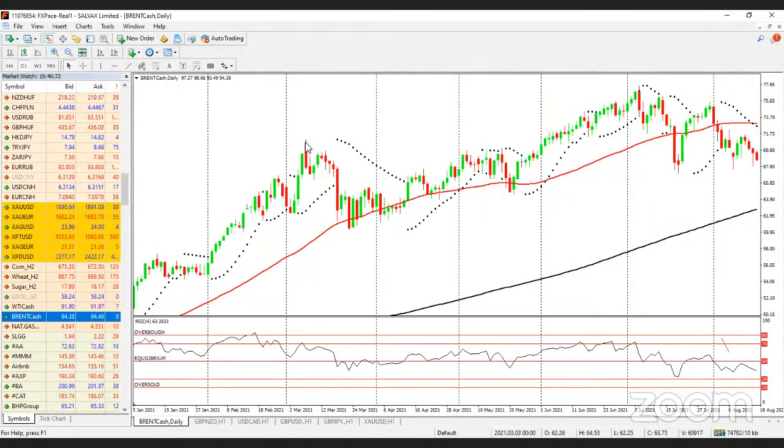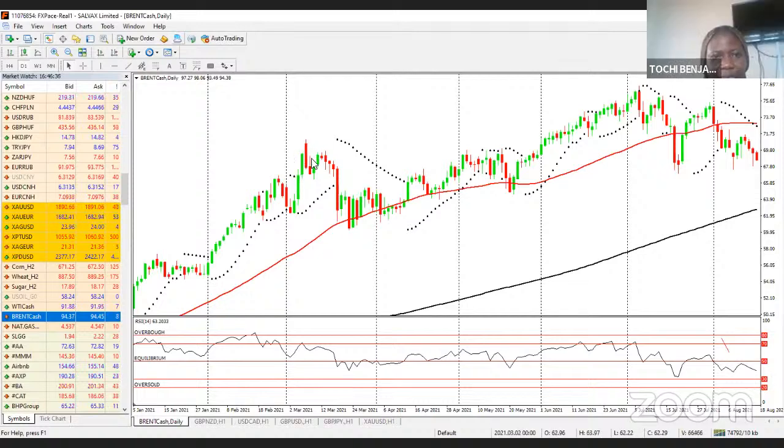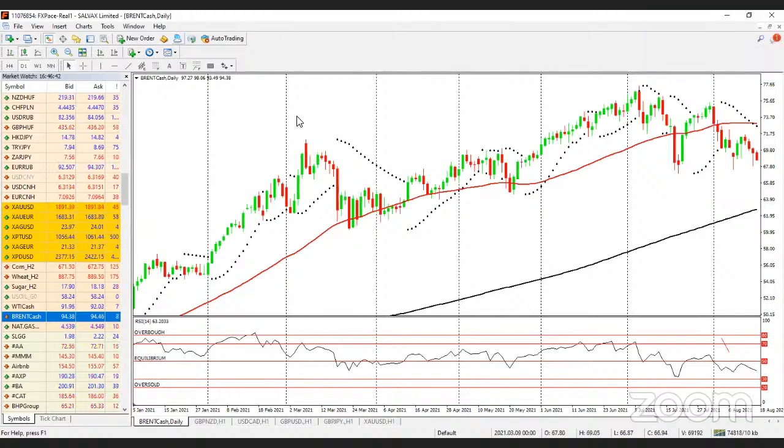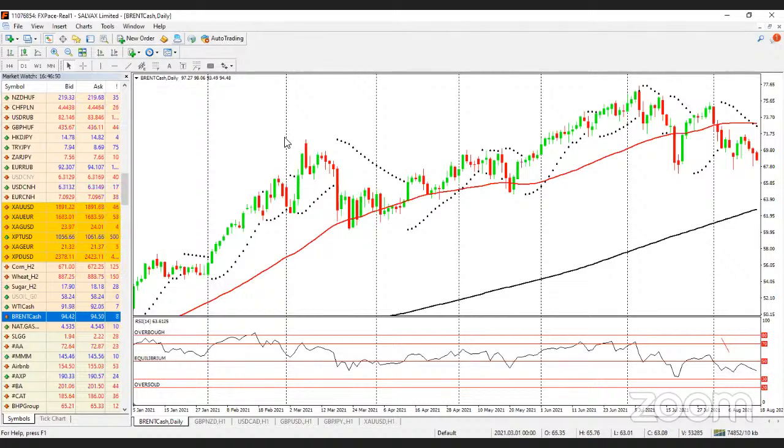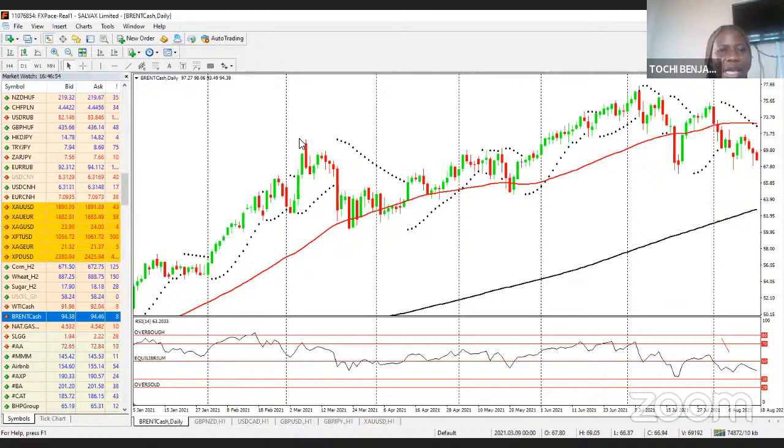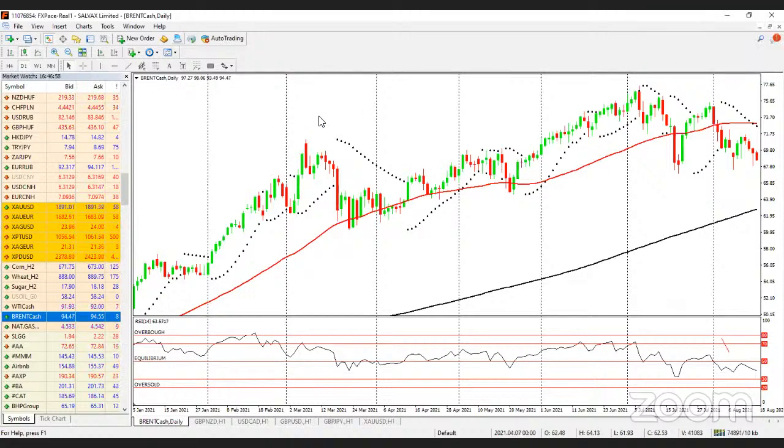See another piercing line. See a clear piercing line. I hope we are seeing all of these things. I'm not the only person seeing it. I hope you can identify it now if you see it. That's why I said after this piercing line, look at what happened. Somewhere here should be your stop loss.